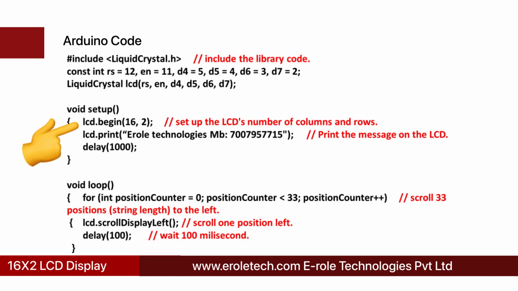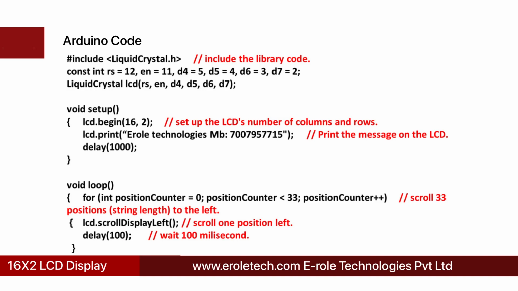Void setup is a function in which we have initialized the LCD. lcd.begin(16,2) means we are using 16 columns and 2 rows of the LCD display. lcd.print will print the message written inside the brackets on the LCD screen. delay(1000) will generate a 1 second delay. Void loop is a function that will run over and over again, so whatever we write inside, it will repeat forever.